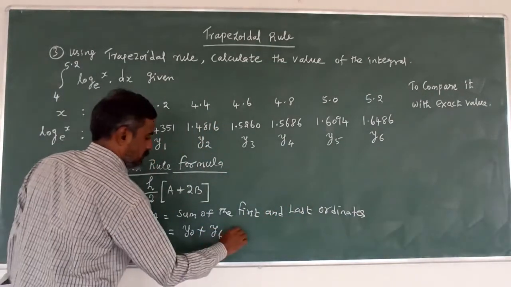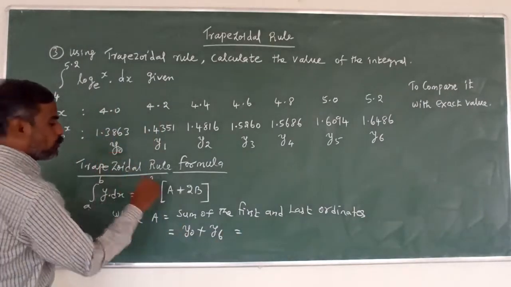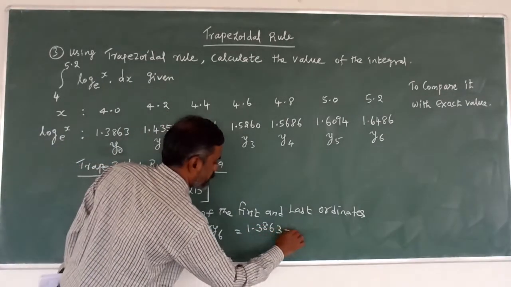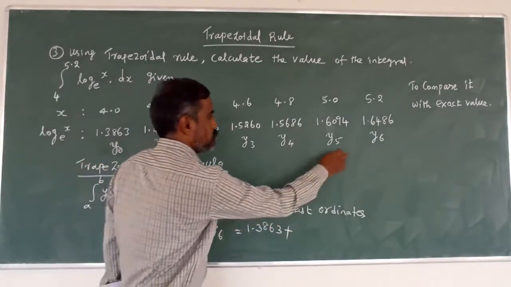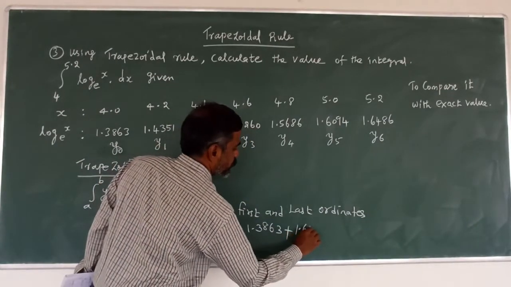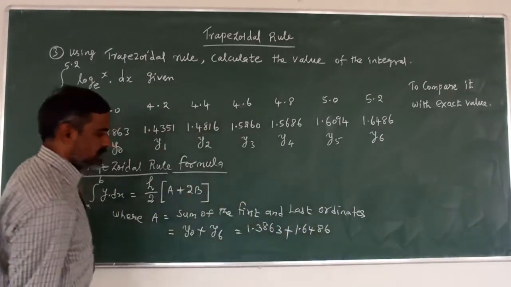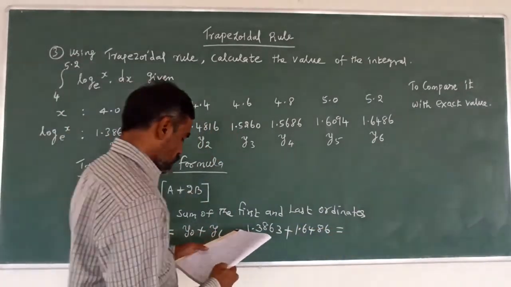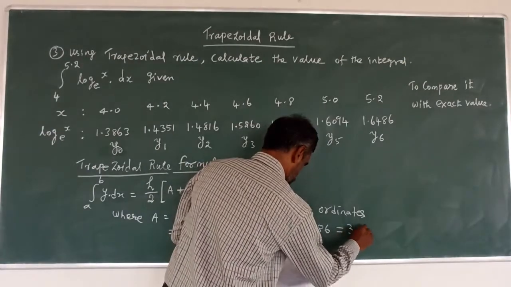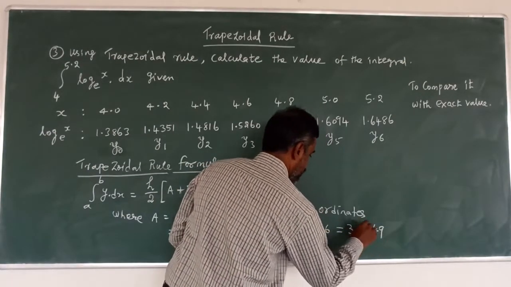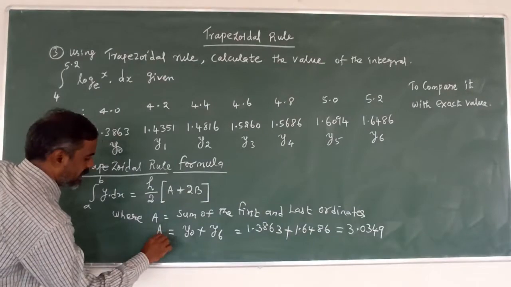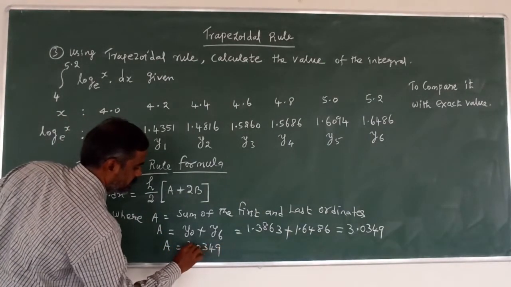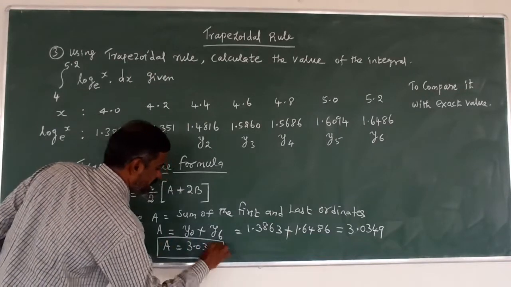Now y0 value 1.3863 plus y6 value 1.6486. Adding these two, the result is 3.0349. A value equals 3.0349.